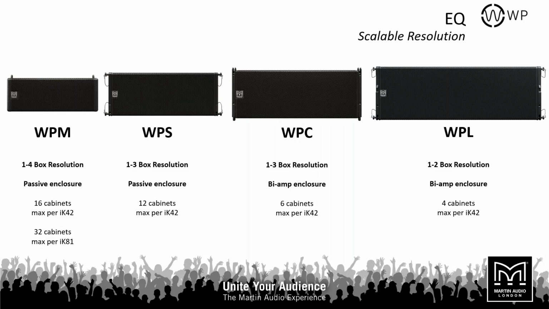And then WPL is the big boy in the range. This can be optimized in either 1-box or 2-box resolution. And the reason we do this is to keep the cell height in the HF close enough together so we're not starting to get breakup between them receiving the same signals in 3 boxes in an array. So we can limit ourselves to 4 cabinets per amplifier here.